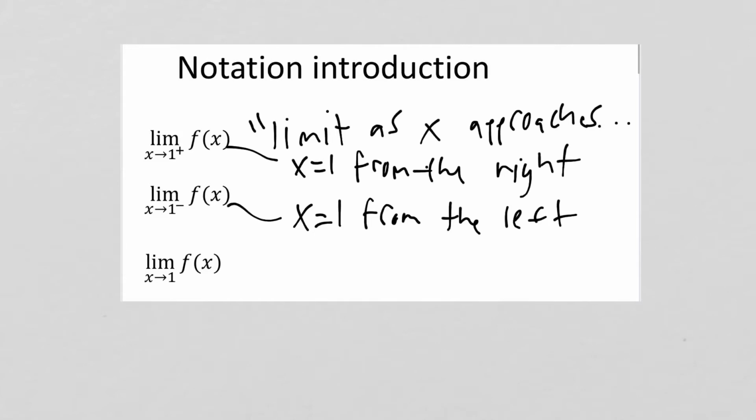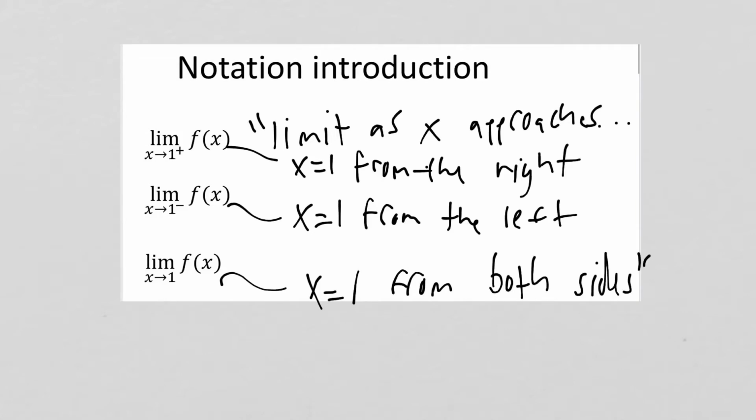You can see this positive sign would mean we're approaching from the positive side, aka the right, and this negative sign would mean we're approaching from the negative side, aka from the left. If there's neither a plus nor a minus sign up in that exponent, then that's the limit as x approaches x equals 1 from both sides simultaneously. You're going to want to have that notation down. I would recommend writing it down so it sticks. New notation, new concept for us.